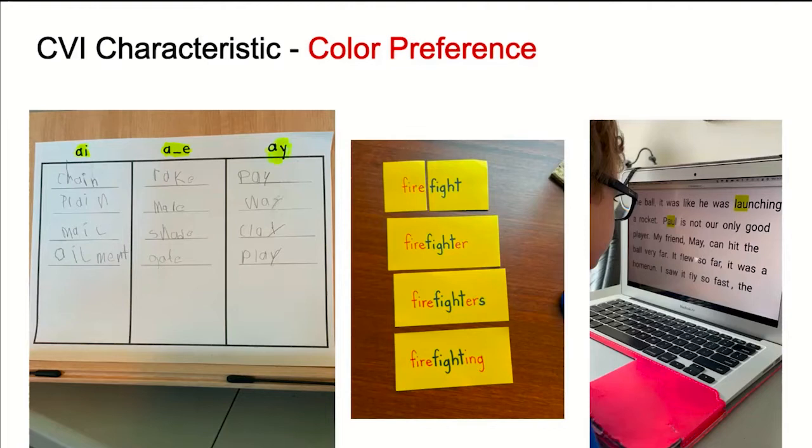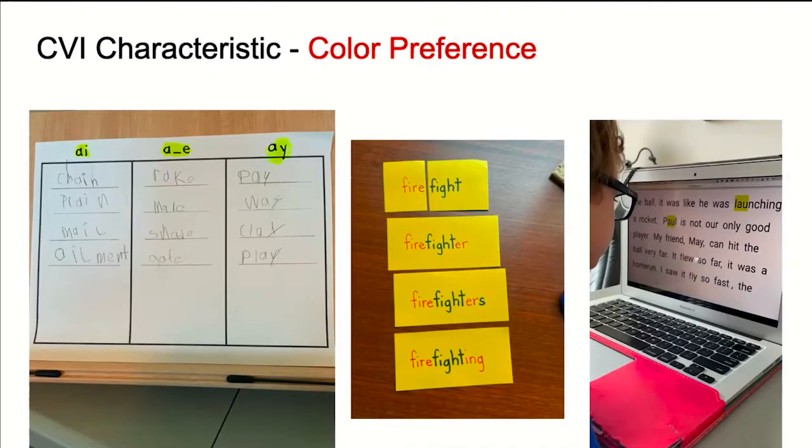So here you see the first characteristic, color preference. We use color to selectively draw his attention and organize information for him. The left image shows us reinforcing long A spelling patterns. As he segments the sounds in a word, he writes the letter or letters that represent the sound. So for example, the top one under AI would be, as he goes, ch, he writes CH, A, he writes the AI, and he makes the N sound, and he puts the N.